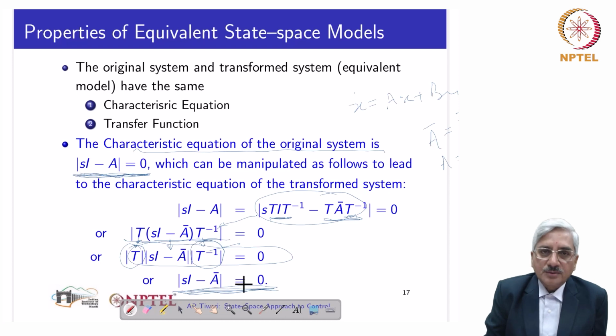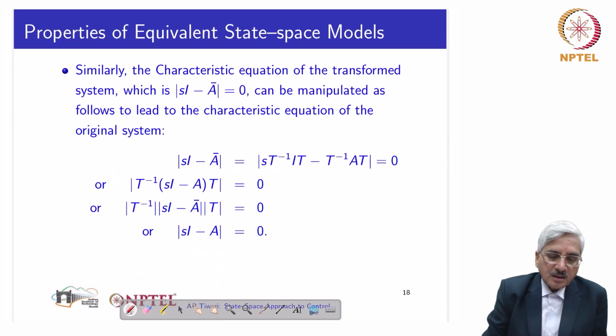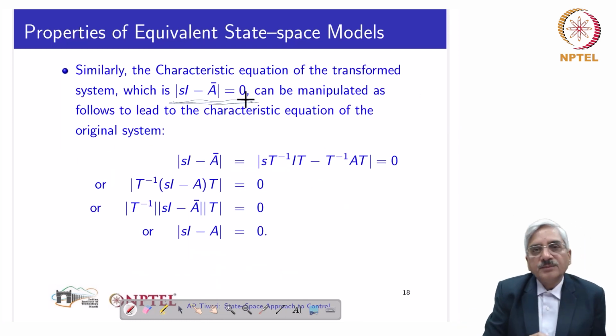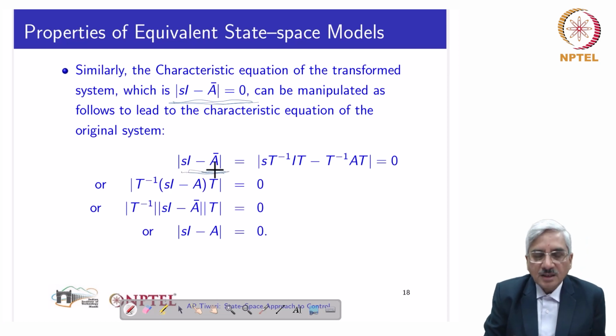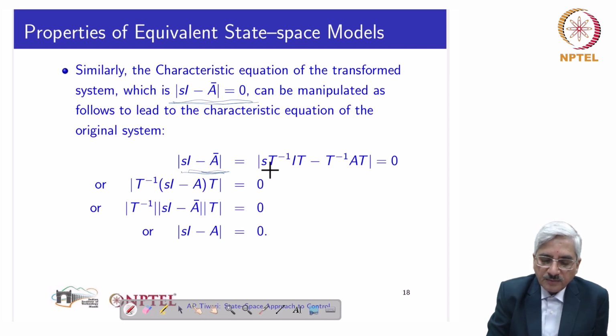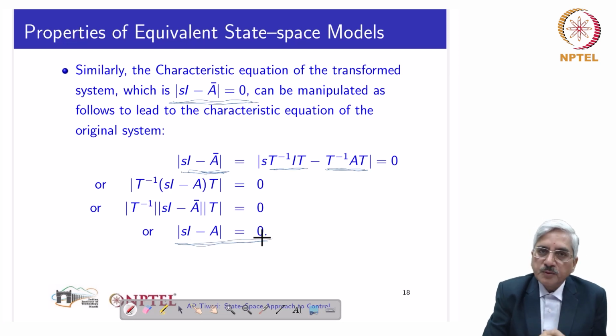So the characteristic equation determinant of sI minus A equal to 0 leads us to determinant of sI minus A bar equal to 0, the characteristic equation of the transformed system. Starting from the equivalent system, determinant of sI minus A bar equal to 0, we do similar operations as we did with sI minus A. Here also, in place of I, we substitute T inverse T, and in place of A bar, we substitute T inverse AT, and we do manipulations as before, so we obtain the characteristic equation of the original system. And this proves the first point, that the equivalent models have the same characteristic equation.